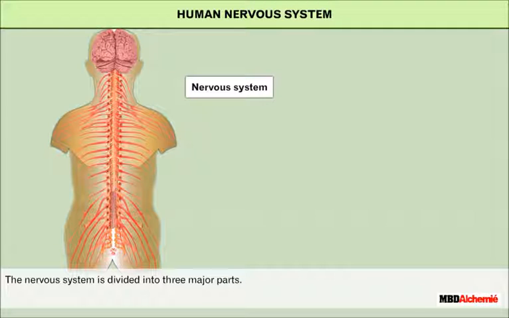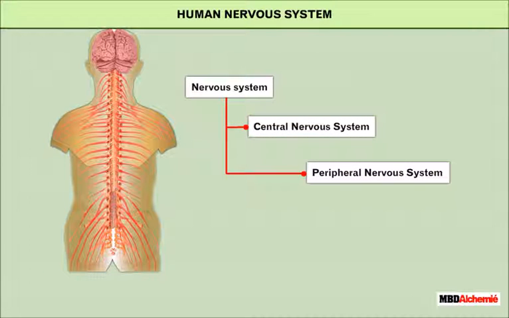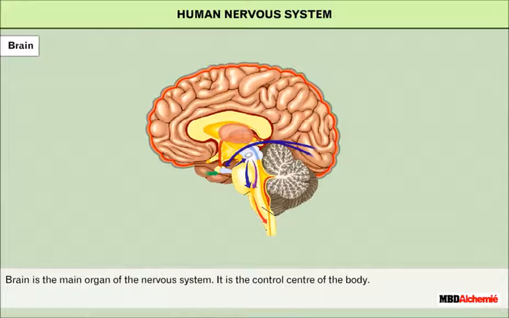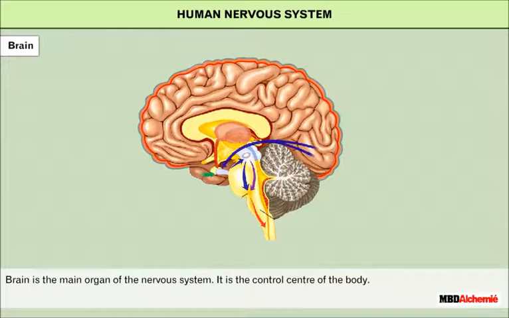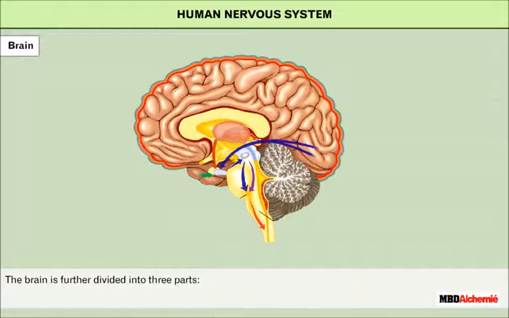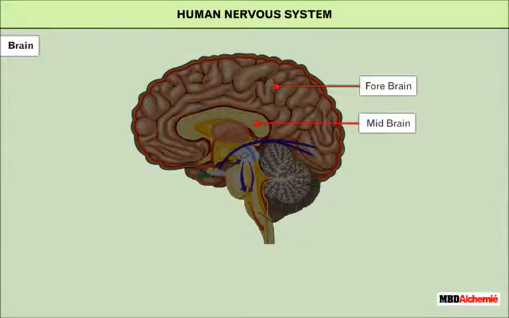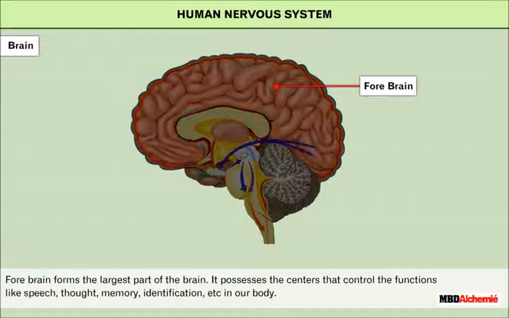The nervous system is divided into three major parts: central nervous system, peripheral nervous system, and sensory organs. Brain. The brain is the main organ of the nervous system. It is the control center of the body. The brain is further divided into three parts: forebrain, midbrain, and hindbrain. Forebrain forms the largest part of the brain.